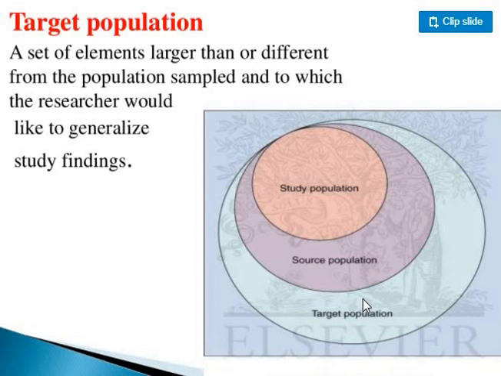From that we have different districts, and all those districts make up the source population. From the target population we have selected a source population. Source population means we have different states. From those states we select one or two states, and that is the study population. From the study population we select certain districts, and that is the sample.